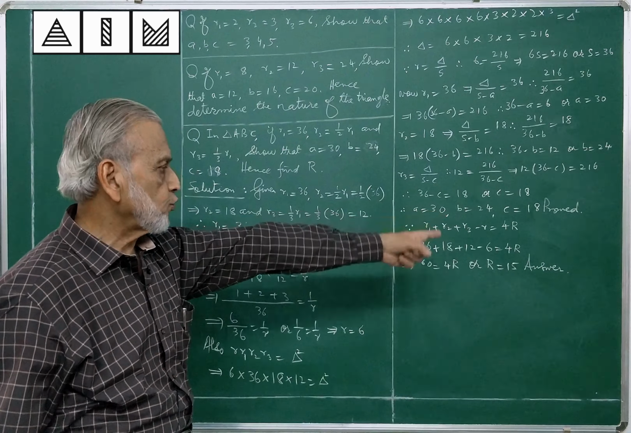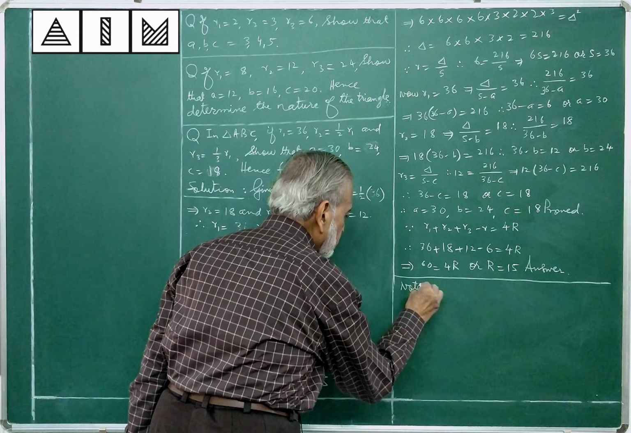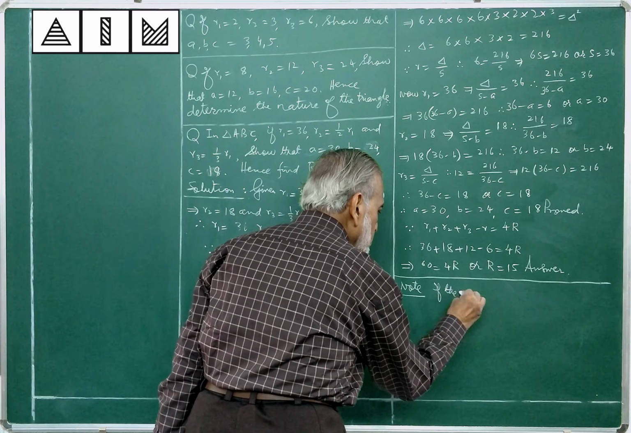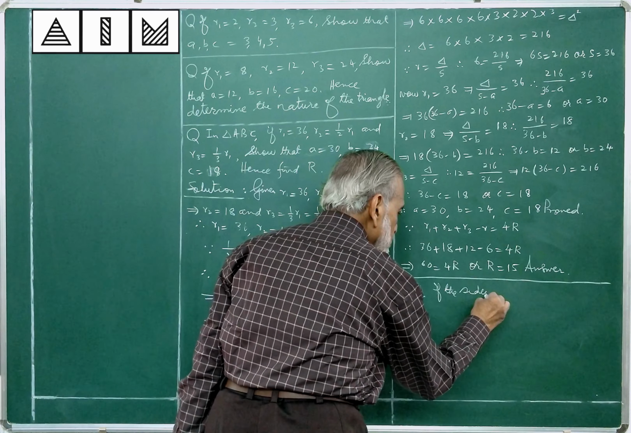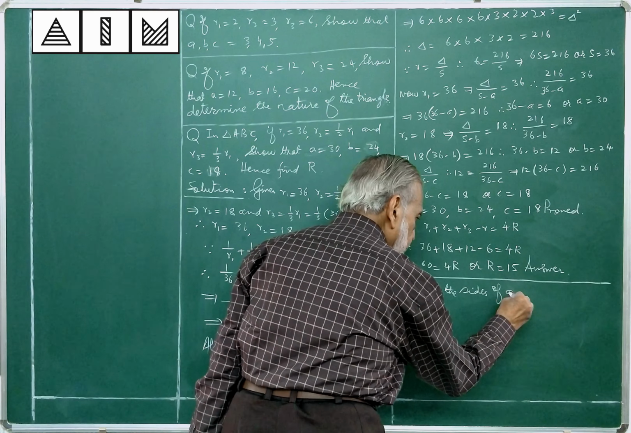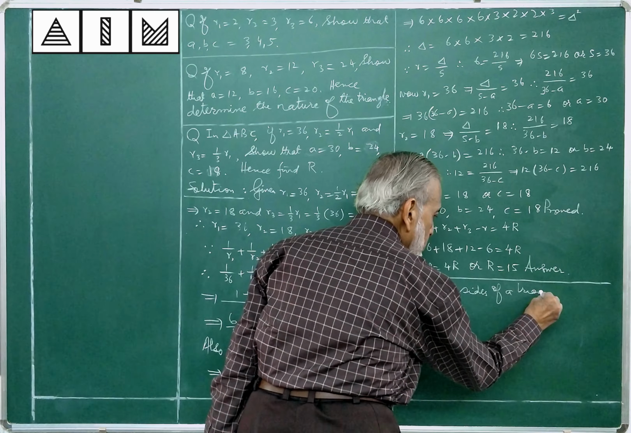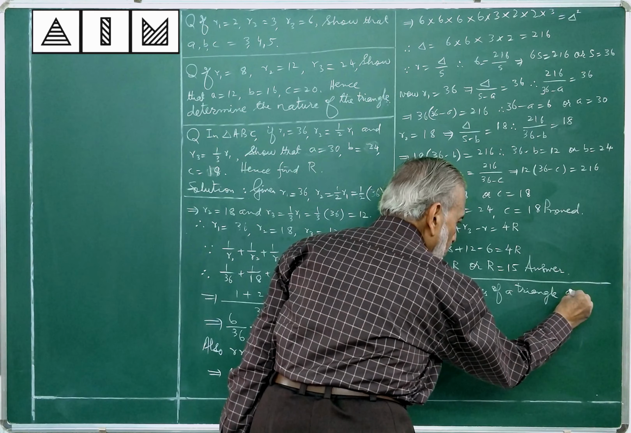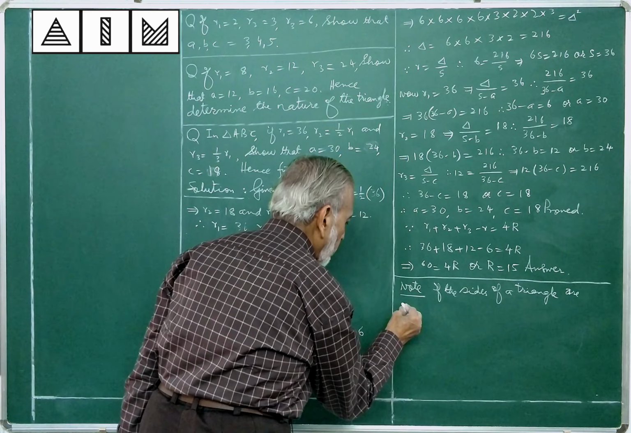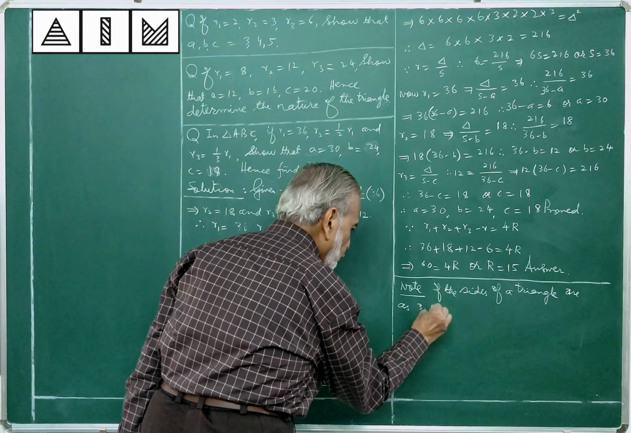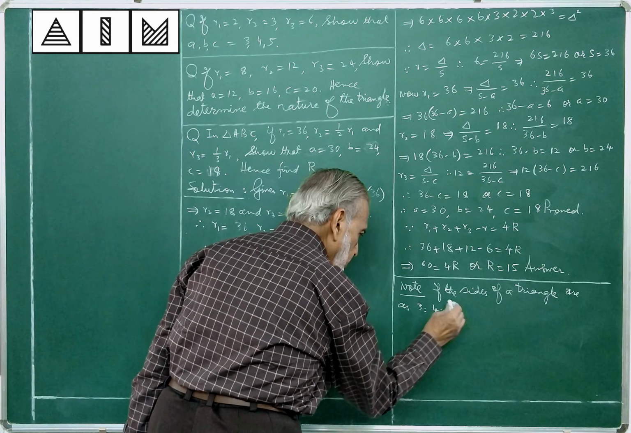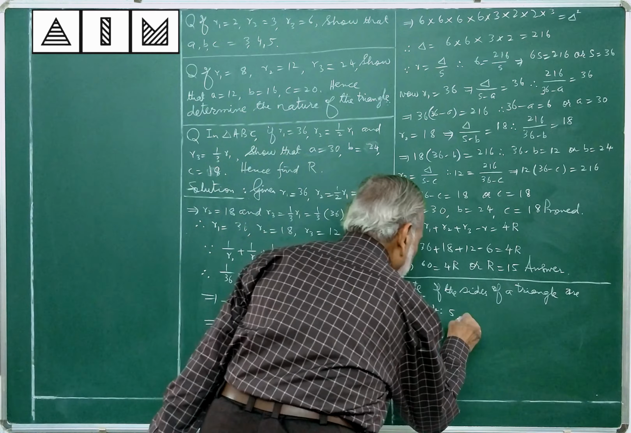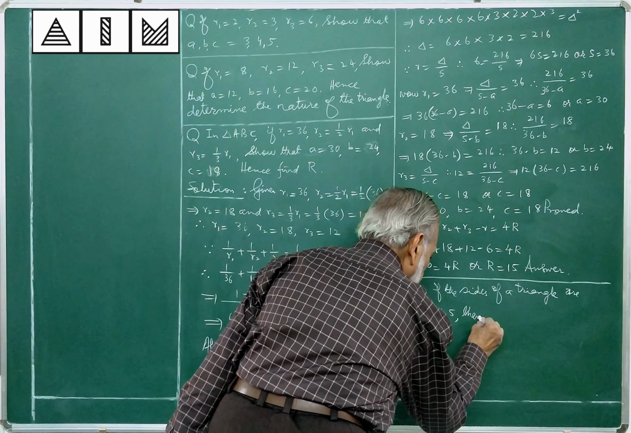I want to say something about right angle triangle. Please see here. If the sides of a triangle are in the ratio of 3:4:5, then the triangle is right angled. Please remember this property.